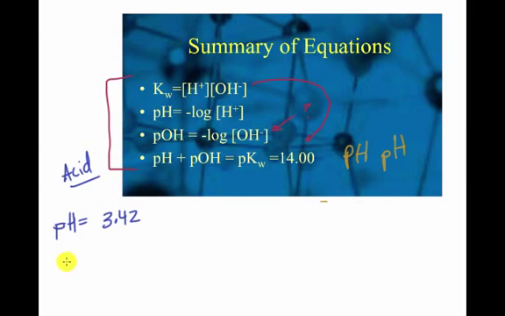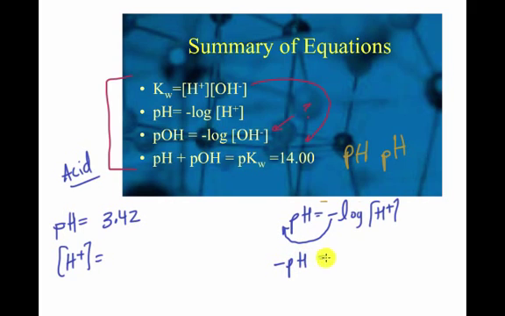I want to know the concentration of the hydrogen ion. So pH is equal to negative log of the hydrogen ion concentration, and what I'm solving for is the hydrogen concentration. You have to get the negative onto this side, so I have negative pH is equal to the log of the concentration of the hydrogen ion.